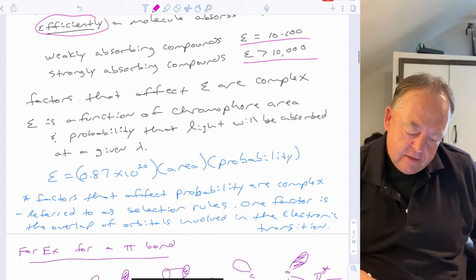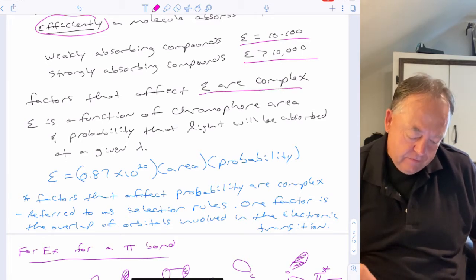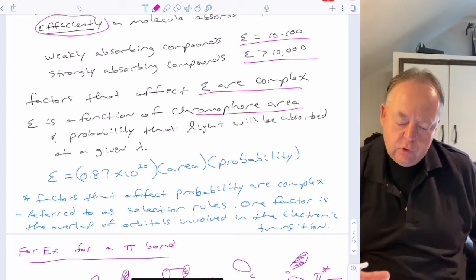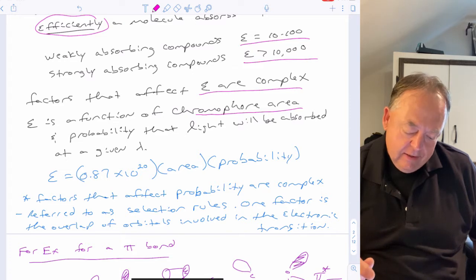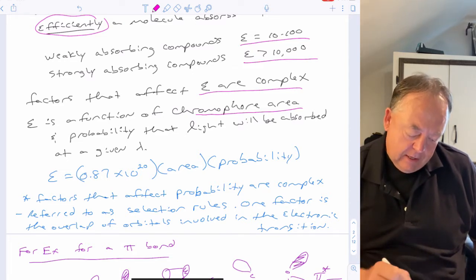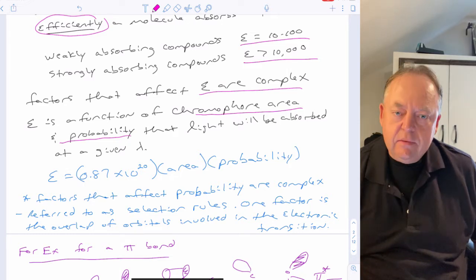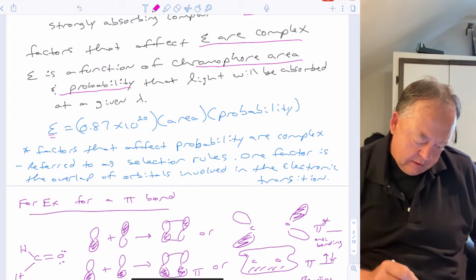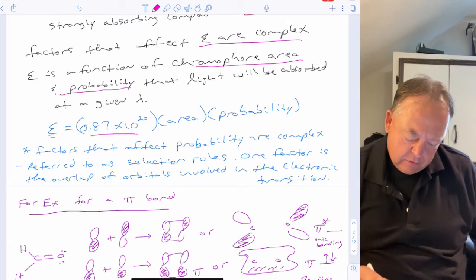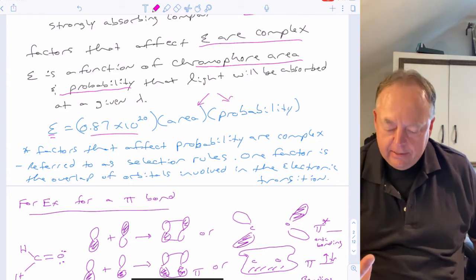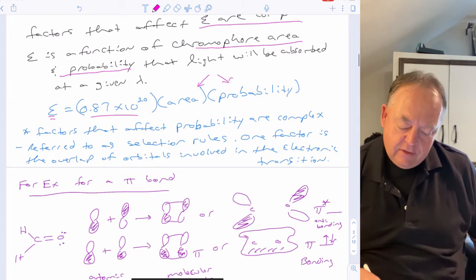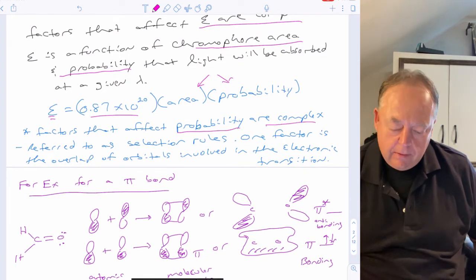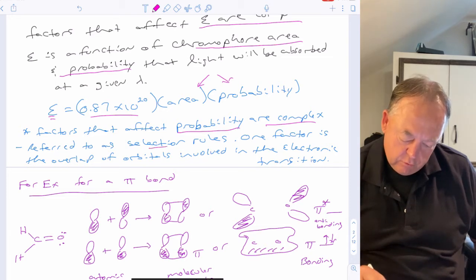The factors that affect the extinction coefficient are complex. It's a function of the chromophore, the part of the molecule that absorbs the UV radiation. So it's a function of that chromophore's area, and a function of the probability that the light will be absorbed at a given wavelength. Basically epsilon is some constant times the area of the chromophore times the probability that the light is going to be absorbed. And the factors that affect probability are themselves very complex, so they're referred to as selection rules.